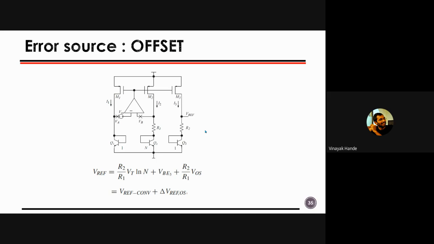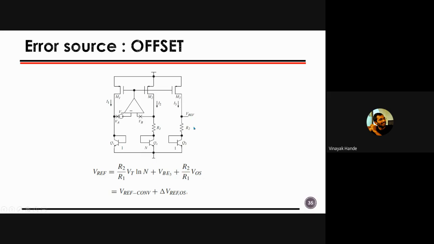As offset is benign, what can we do to reduce the effect of the offset on a final reference voltage? Here plus sign is missing, but yeah, we can do that. Then again, what is the effect of offset on a reference voltage? Reference voltage is nothing but, again, this R2 by R1. You have to solve this KVL, right? It's not so difficult nowadays. And the extra term you are getting over here is nothing but R2 by R1 into offset voltage, right?